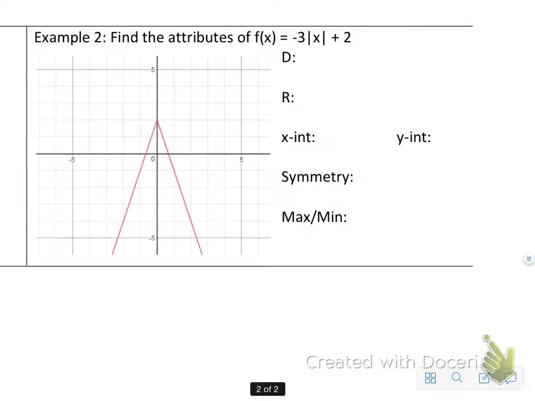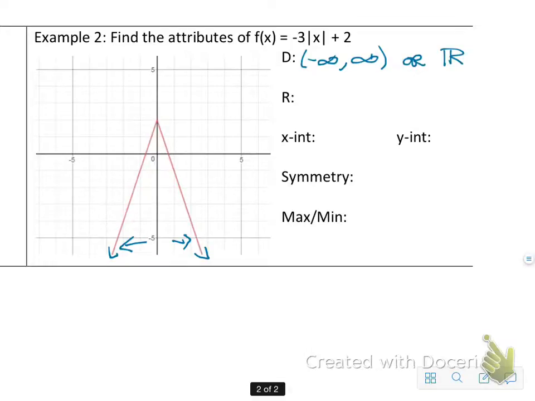Let's do that one more time. We'll try not to take forever. Domain, again, left to right. It goes left forever and right forever. Even though it's going down and to the left, it's still going left, right? That will eventually span out as forever. It never actually stops. Same thing here. So we're going from negative infinity to positive infinity again, or you could say all real numbers.